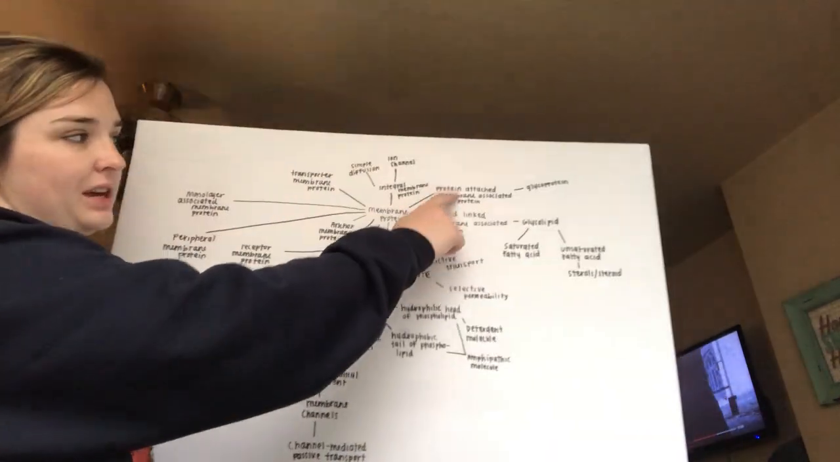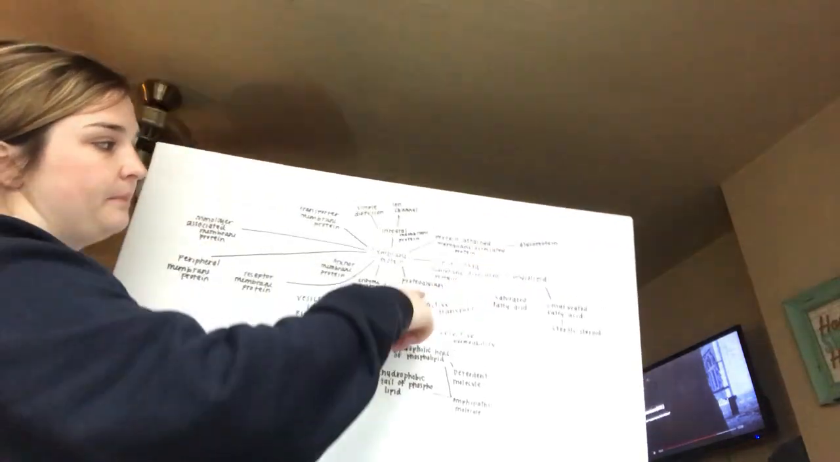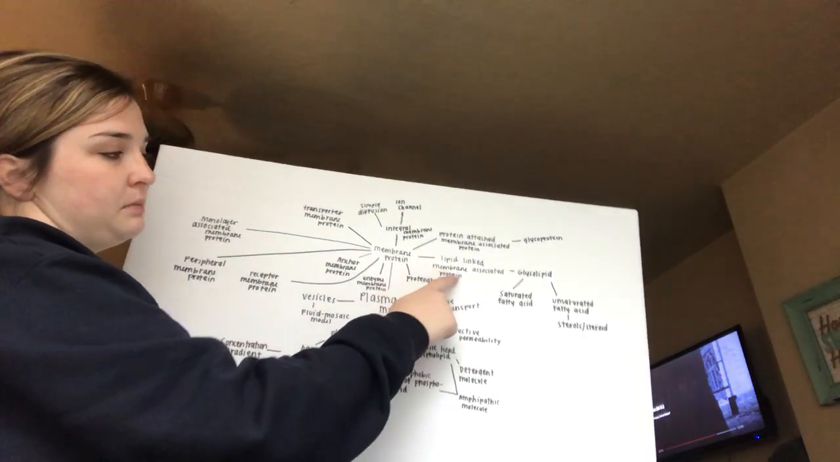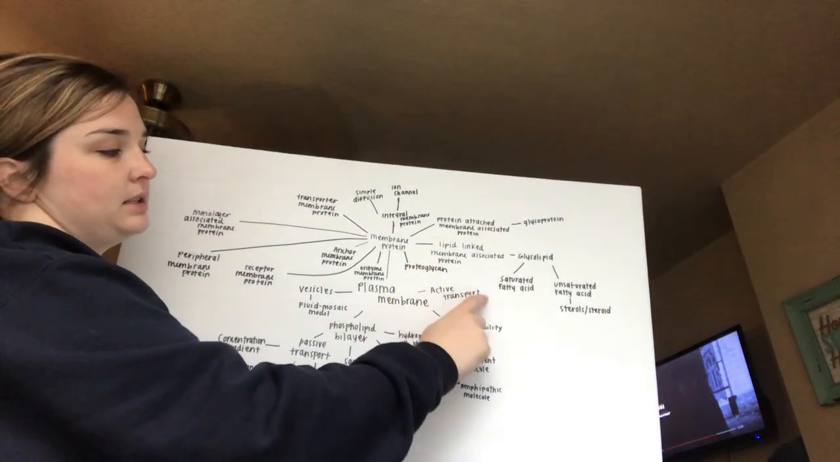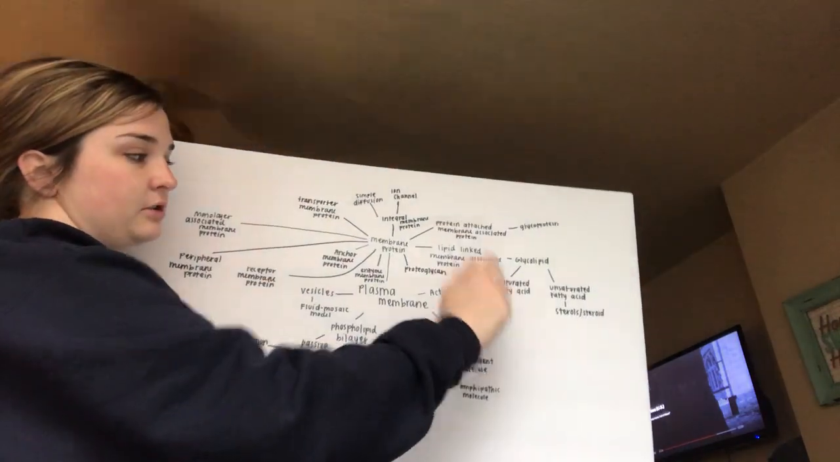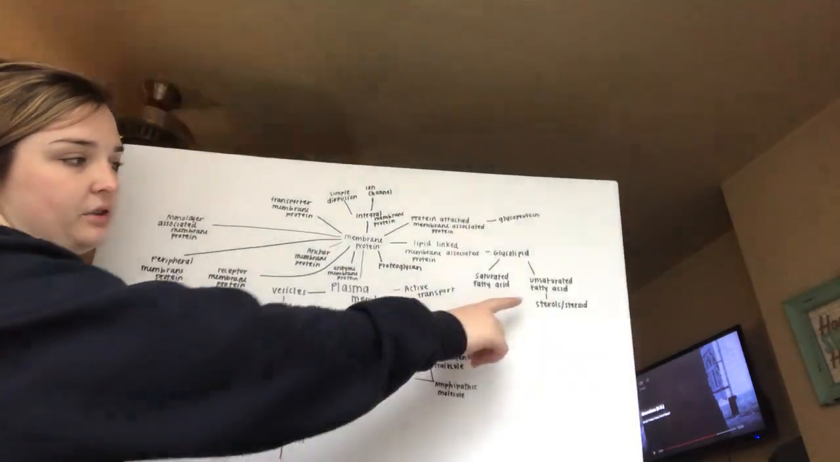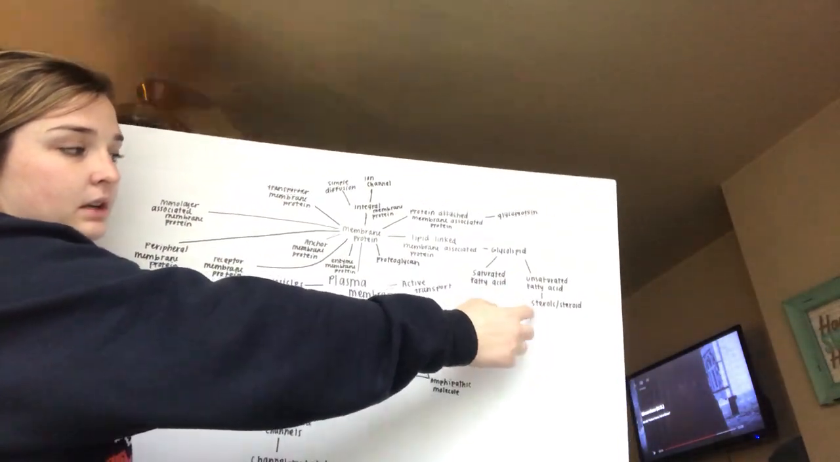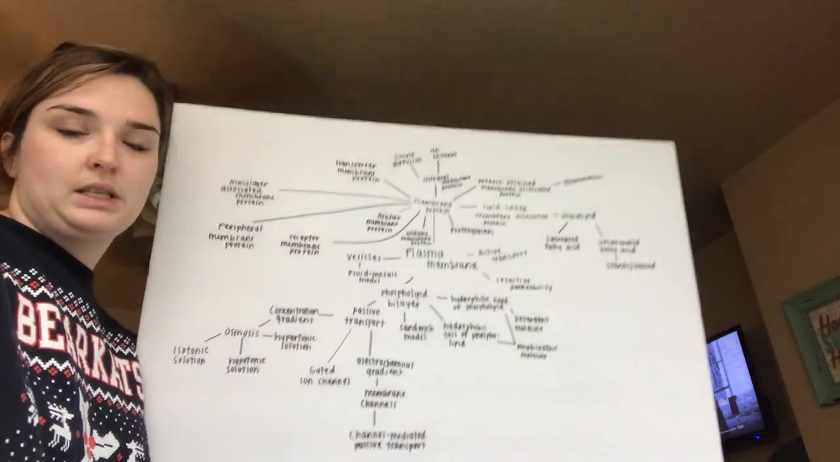And then a protein attached membrane associated protein, then I put glycoprotein off the side of it. And then the lipid linked membrane associated protein, which then I put glycolipid connected to this. And then with the lipid, you'll have saturated fatty acids, and then the unsaturated fatty acids, and the unsaturated fatty acids creates the sterols and steroids.